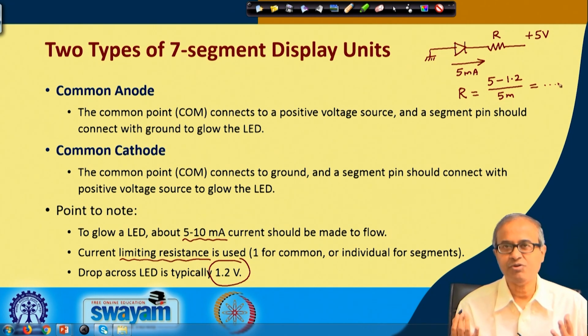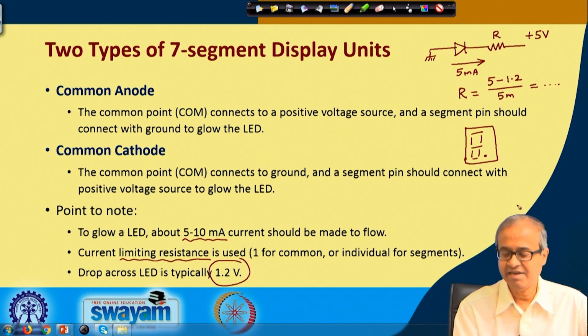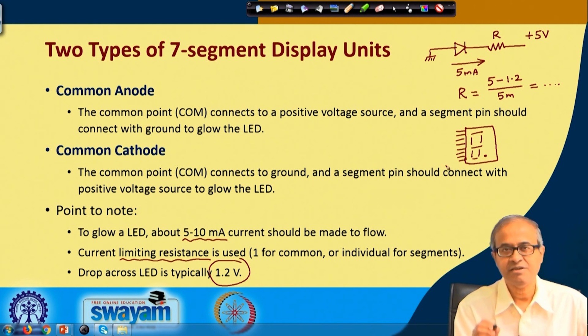Now, sometimes what we do is that when you have a 7 segment display unit where there are so many LEDs inside, there are 7 segments and also a dot point, there are 8 LEDs inside. So, there are 8 segment terminals. So, the best thing will be to connect one resistance to each of these individual terminals, so that the current through each of the segments can be fixed at 5 milliampere.